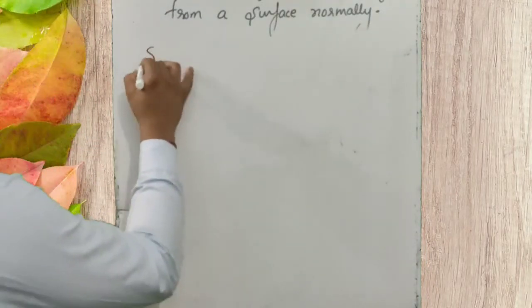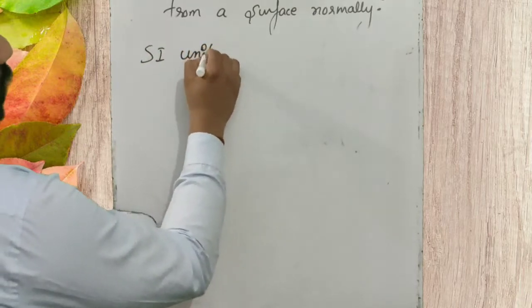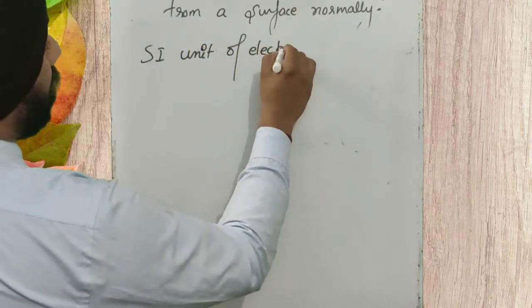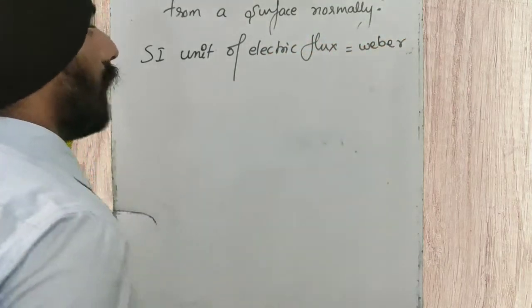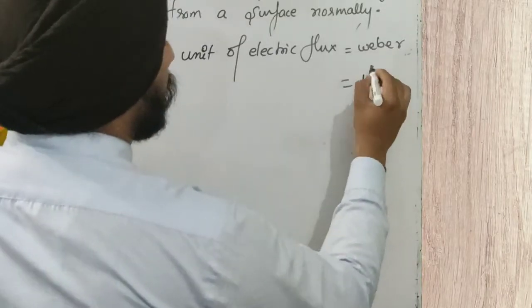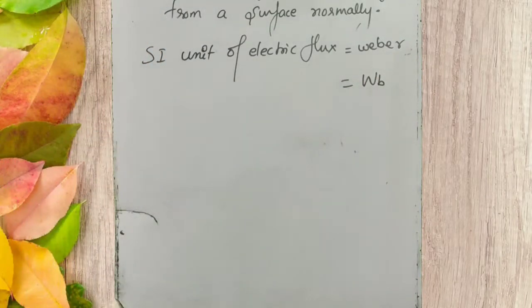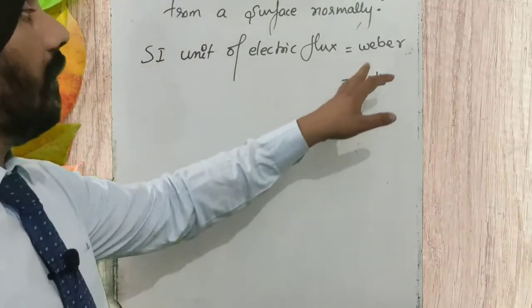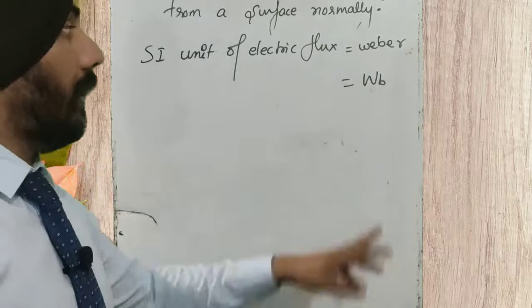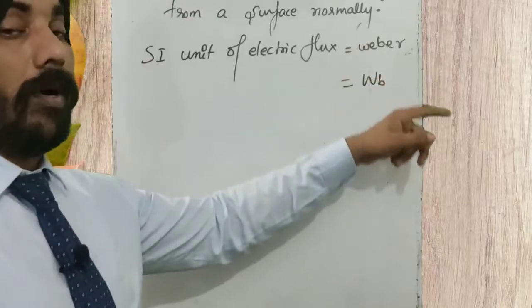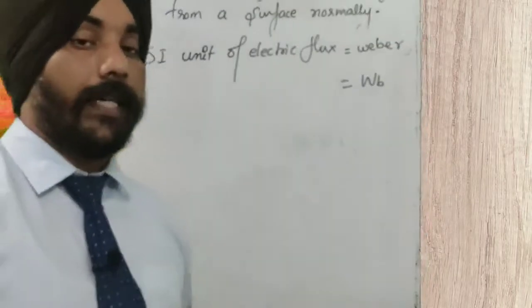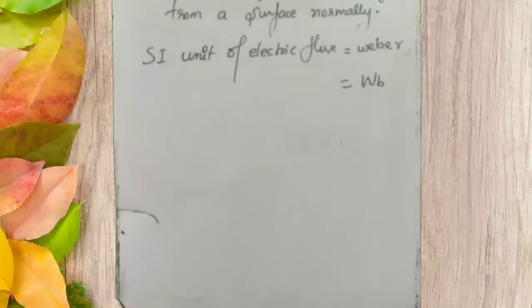But before we study electric flux density, we have to go through the unit of electric flux. What is the SI unit of electric flux? The SI unit of electric flux is the Weber, and we write it as Wb. When you write it completely, it should be in small letters, weber, and when we write the symbol, it is capital W and small b. Weber is the SI unit of electric flux.